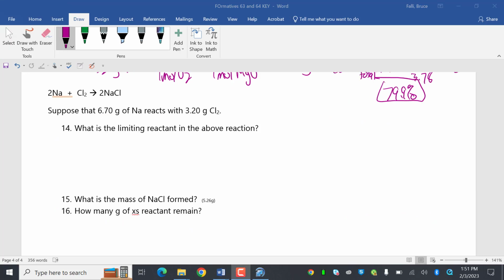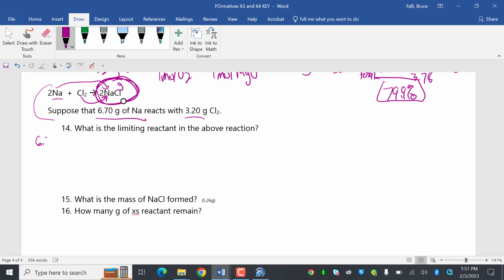All right, resume, there we go. So now I have to do this reaction. I have 6.7 grams of Na, and I have 3.20 grams of Cl2. To find the limiting reactant, I have to convert both of these into the same thing. So I'm going to convert both of them into grams of NaCl.